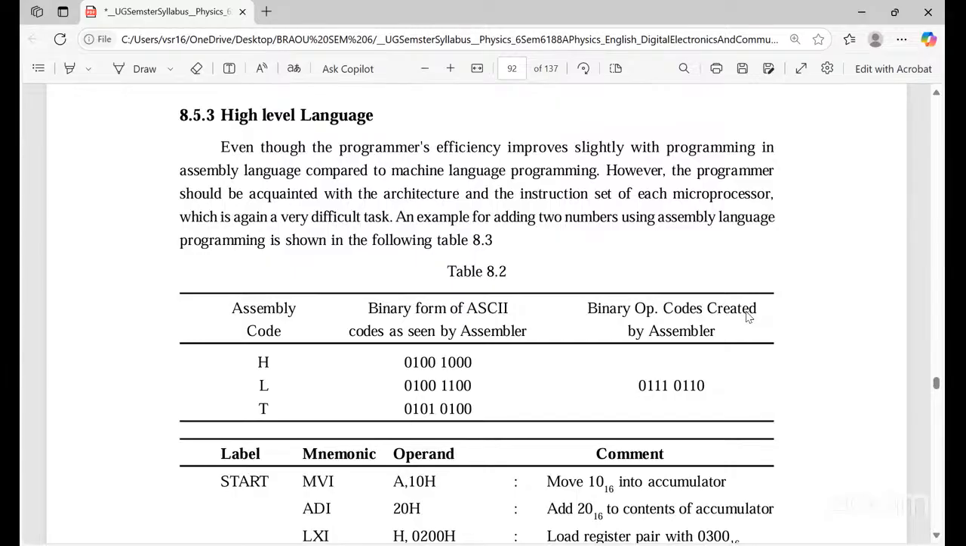Even though the programmer's efficiency can improve slightly with programming in assembly language compared to machine language programs, the programmer has to acquaint himself with the architecture and the instruction set of the microprocessor.